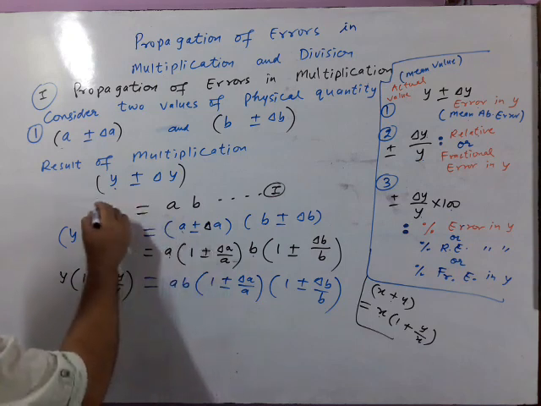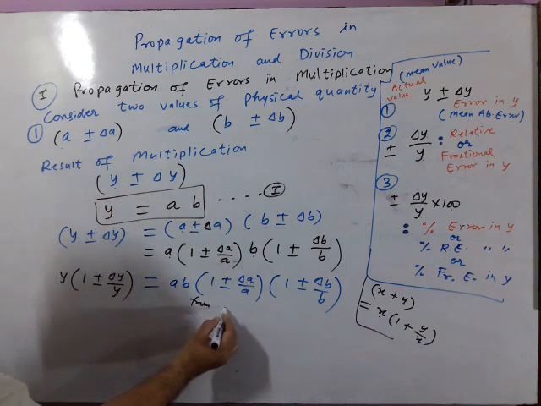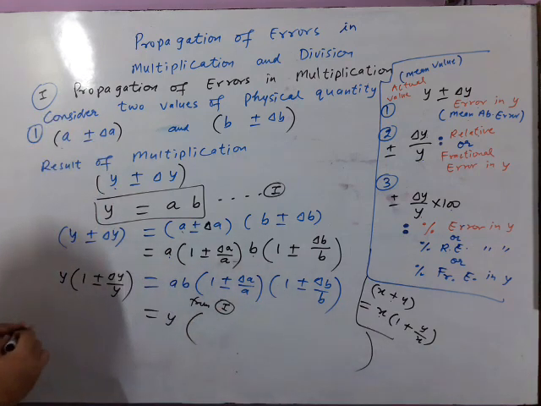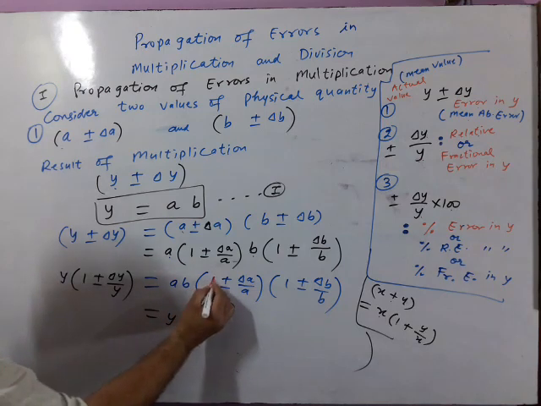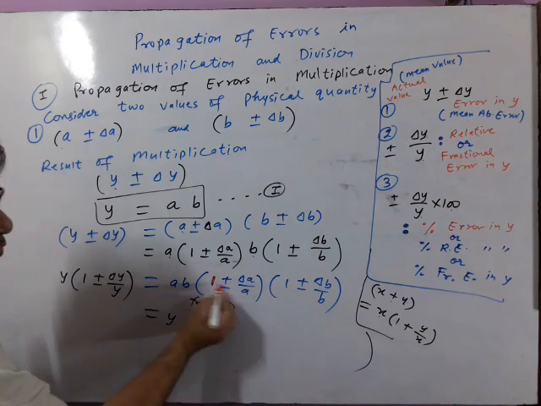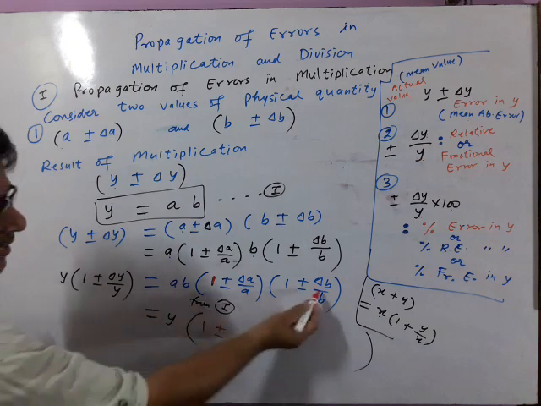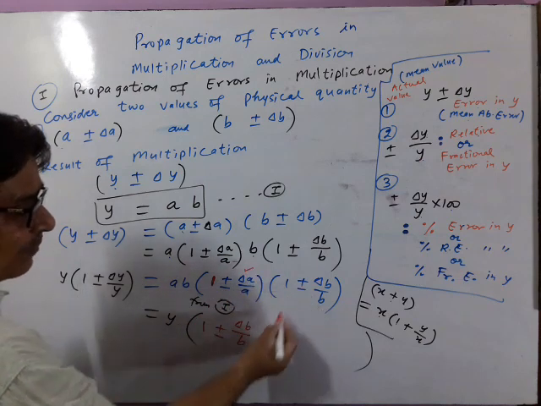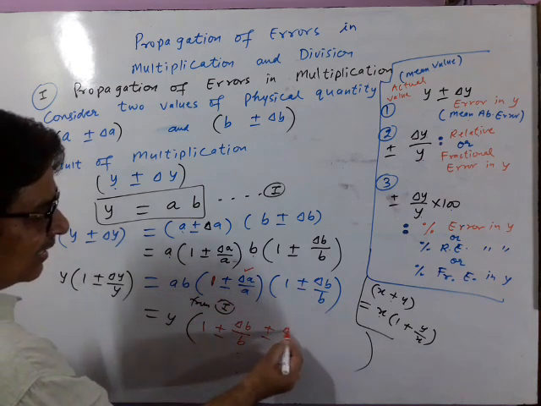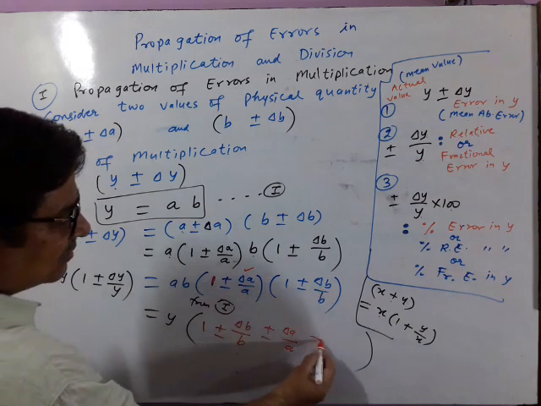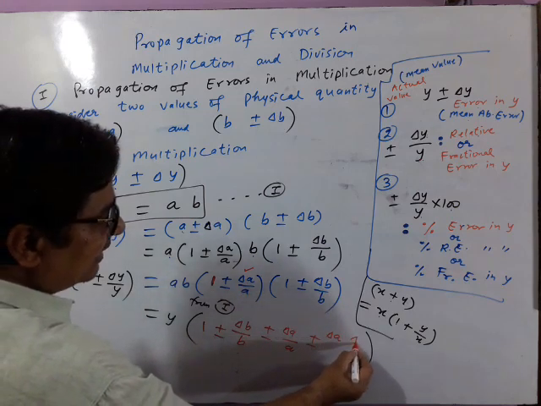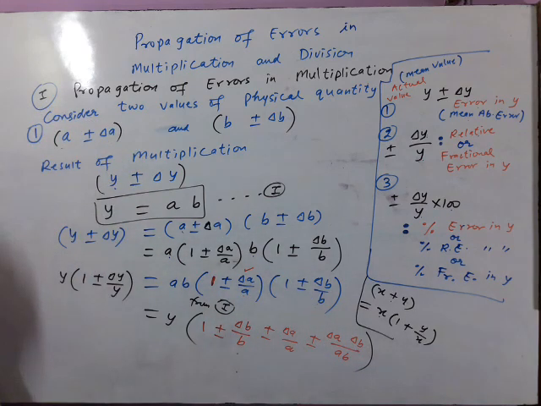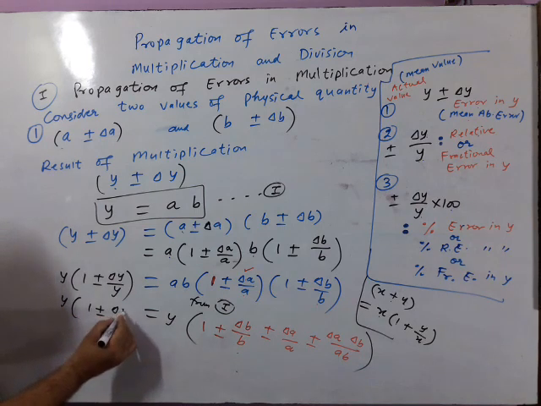So a into b is y. First of all write y. Then multiply these; you know how to multiply. See this one: 1 into the whole bracket. 1 into 1 is 1, plus minus 1 into delta b by b. Now plus minus delta a by a into the whole bracket: this into 1 plus minus delta a by a. Now this into this, plus minus delta a delta b divided by a into b. Now you see this y will be cancelled on both sides.